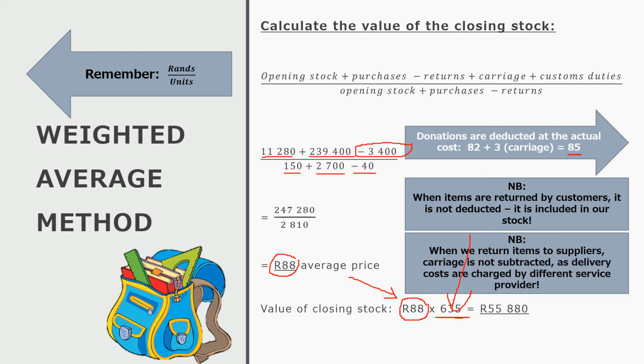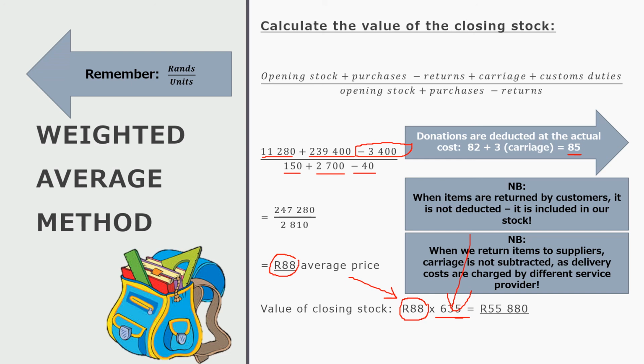But when we return items to suppliers, also very important, there wasn't in this case, but if we did return items to the suppliers, our carriage is not subtracted. Then the returns will be valued at the unit price of the stock that we've purchased. We will not subtract the carriage because the delivery costs are charged by a different service provider. For example, we would be purchasing from ABC stores, but it would be Take-A-Lot that is doing the delivery. So we would be paying, for example, the 82 rand to ABC stores, but the 3 rand was paid to Take-A-Lot, the delivery people.